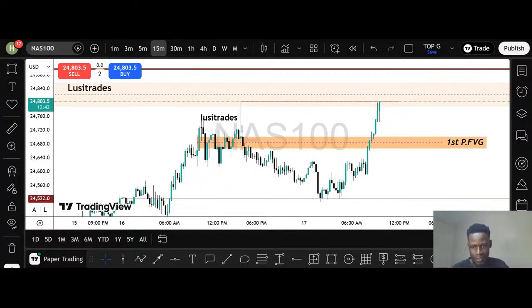Karibuni. So just like we always do, what's your bias? Are you bullish? Are you bearish? Or are you neutral? So also make sure you check out the economic calendar. Yeah, economic calendar, make sure you also take a look at the economic calendar.